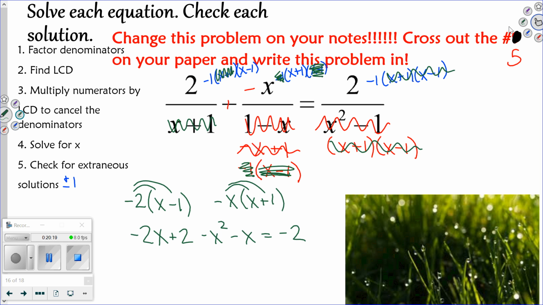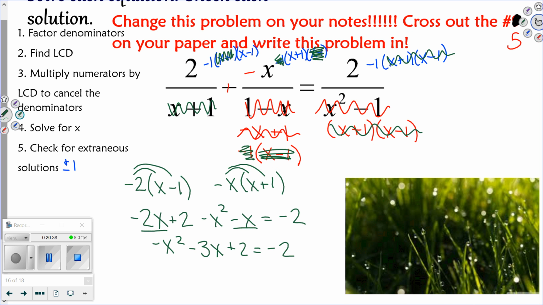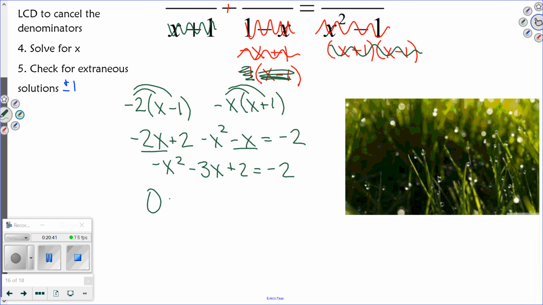So let's go ahead and clean it up some. So I have negative x squared. Negative 2x minus x is negative 3x plus 2 equals negative 2. Do I need to set this one equal to 0? Yes. So I'm going to move everything to the right because I don't want to deal with that negative x squared. So that comes over as positive x squared. The negative 3x moves over as a positive 3x. The 2 moves over, and what do I get? Minus 4. Thank you for not telling me it cancels. Every year, somebody's like, oh, they just cancel out. No, they don't. It's minus 4.